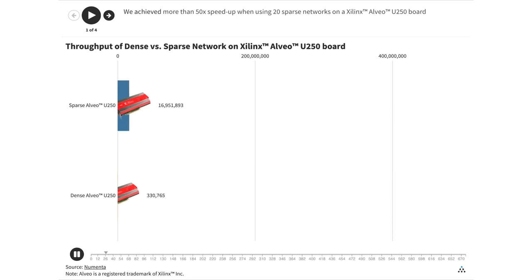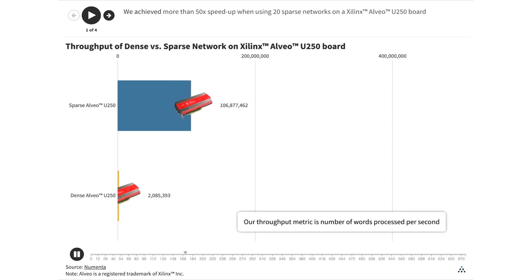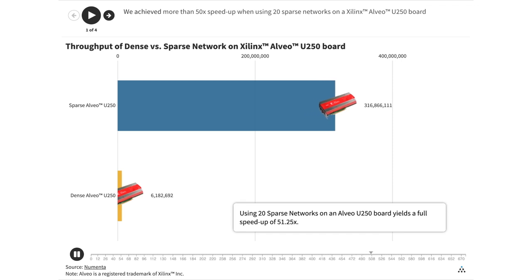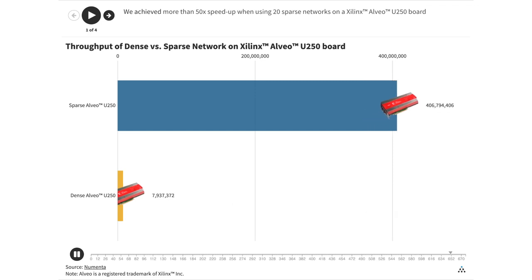This chart shows throughput for sparse and dense networks running on a Xilinx Alveo U250 board. Since we're using the GSC dataset, the inputs are words, so our throughput metric is number of words processed per second. Our best sparse network configuration contains 20 sparse network copies on one Alveo U250 board. It can process data at 625,000 words per second, which is more than 50 times faster than the dense implementation on that platform.